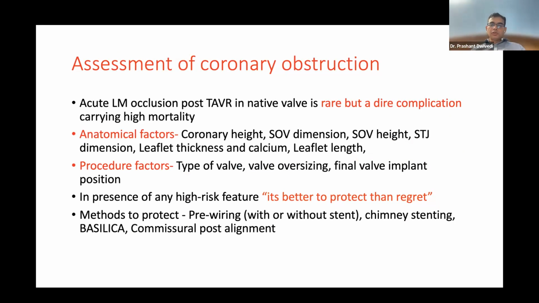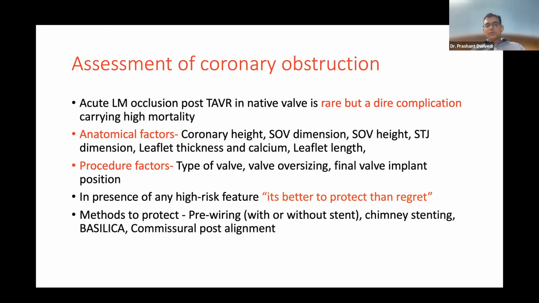So how can we protect? If we are in doubt whether there is any risk of left main occlusion or not, then it's better to protect. How to protect it? We can put a wire inside the left main, we can put a stent inside the left main, or an LED, or we can put a balloon also. If an obstruction happens after the valve deployment, we can immediately pull back our stent and deploy the stent across the left main, and we can protect the patient. Otherwise, this is a rare but dire complication, and it carries a higher mortality.